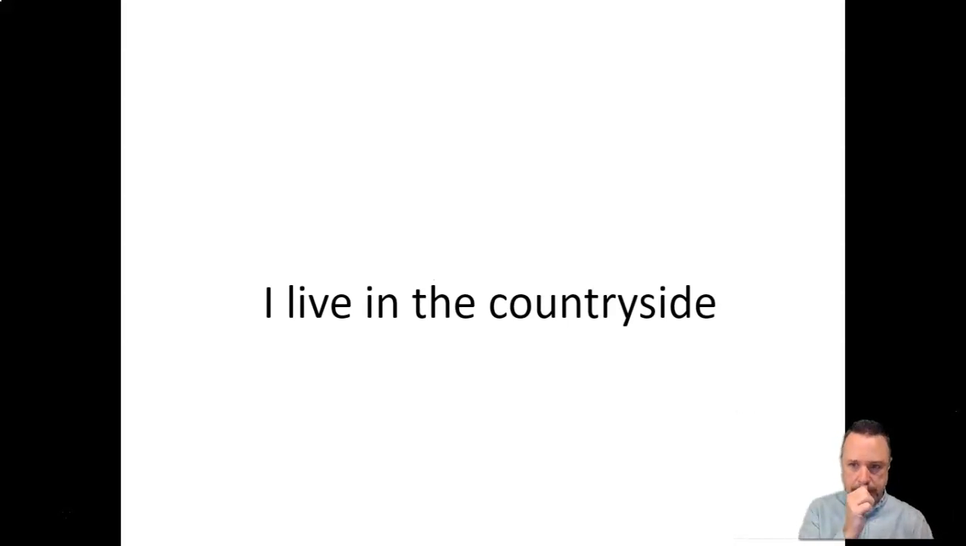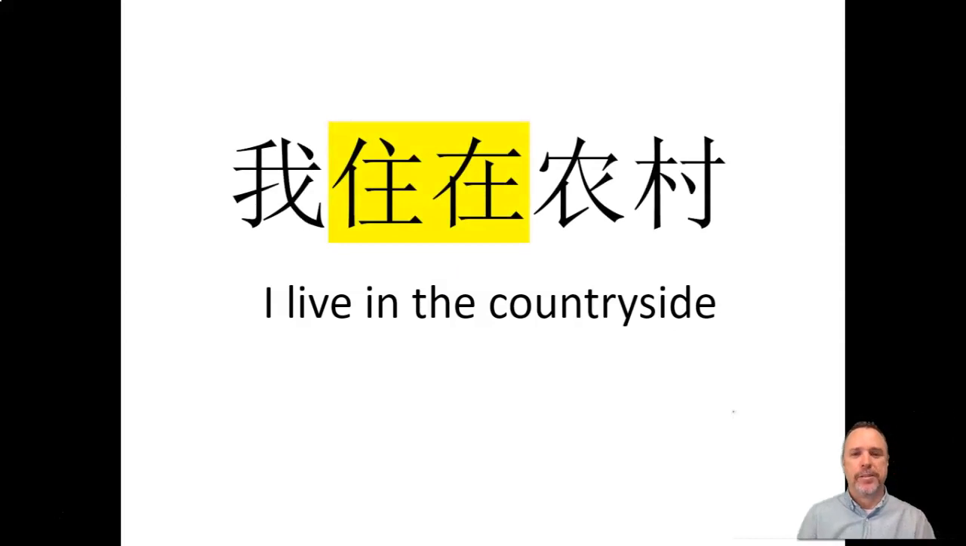Can you remember how you would say this particular sentence? I live in the countryside. Do you remember how to say countryside? Hopefully you do. Here are the characters. 我住在农村. 我住在农村. I live in the countryside.